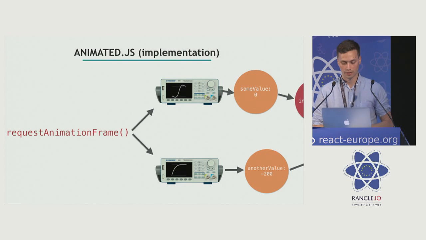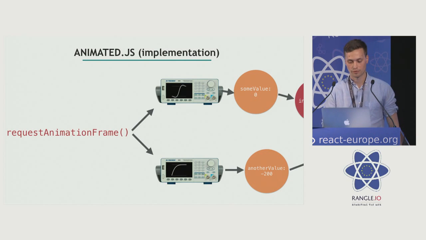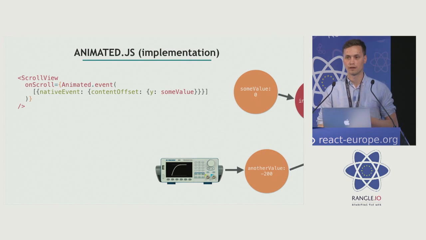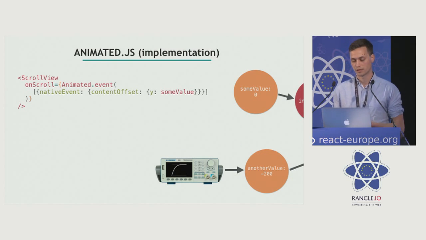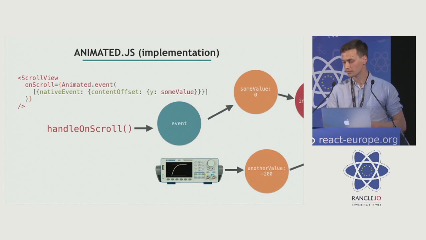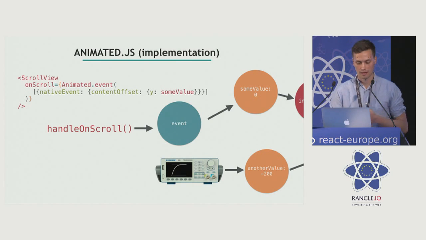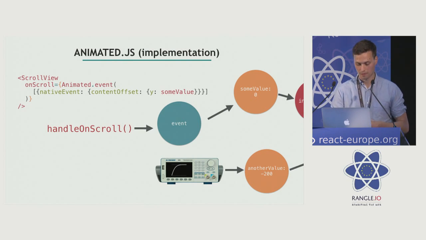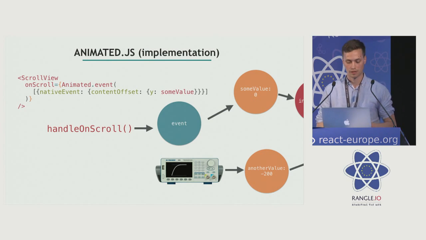Timing is not the only way of triggering updates for values. Another way is by using events. Animated event allows you to declare a mapping between an event that we get, for example, from a scroll view, into an animated value. So in this example, we map the contentOffset.y property of a scroll event into some value. This works by creating another node in the graph that is an event node. So this is another way of triggering updates. The evolution of the animated value, instead of being hooked into time-based animation, can be triggered by an event handler.